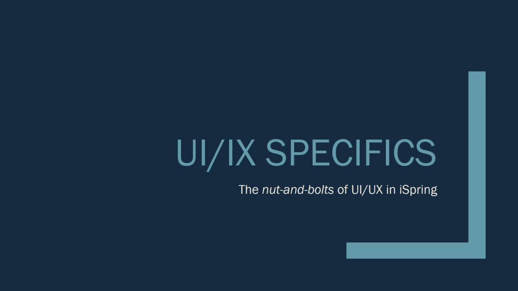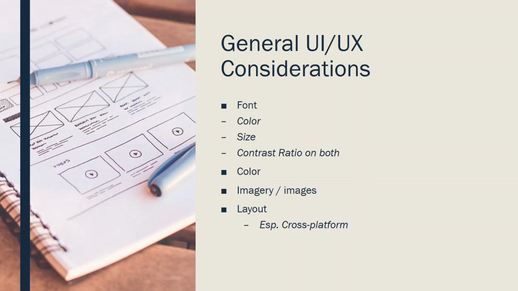Looking at things we can really do other than the theoretical part, on screen we can control font, and that includes both color and size. Next week we'll talk about contrast ratio on both color and size, and why that's important for accessibility reasons. And of course general color within the layout of slides and the on-screen imagery, and we need to consider any imagery or animations we need to include, and layout and how that looks on various devices.